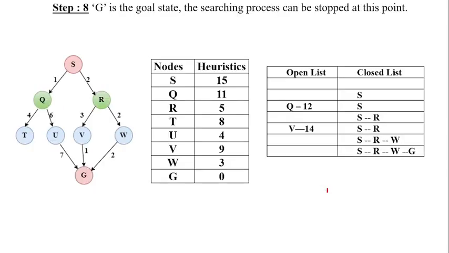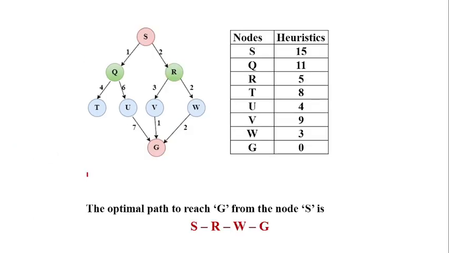Now move node G from the open list to the closed list. Since G is the goal state, the searching process can be stopped at this point. The closed list will give you the optimal path for the given graph from the initial state S to the goal state G. Hence, the final optimal path to reach from S to G is S R W G.